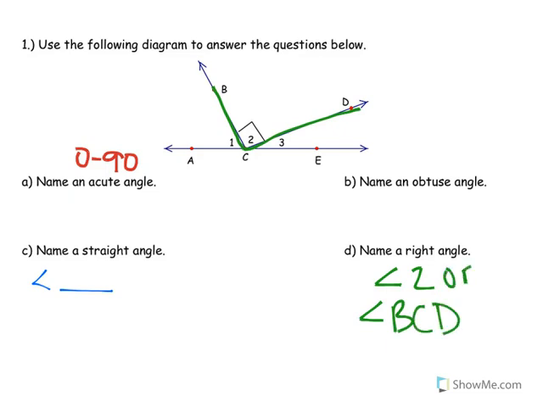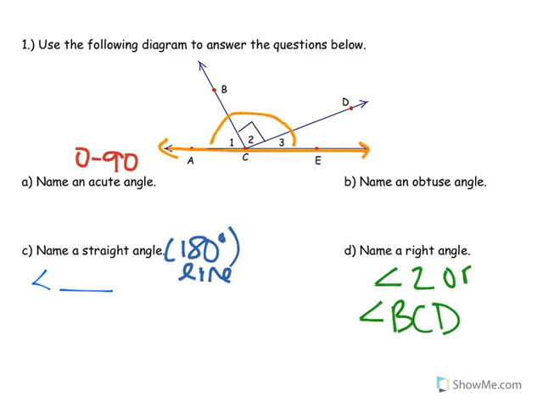Okay? And now I want to jump to letter C. Letter C says name a straight angle, and we know a straight angle measures 180 degrees. So really what we're looking for here is a line. There's really only one line in the picture. There's this bottom line here, okay? All of these 3 angles added together, that entire angle is 180 degrees. So how do we name that? My vertex is point C.